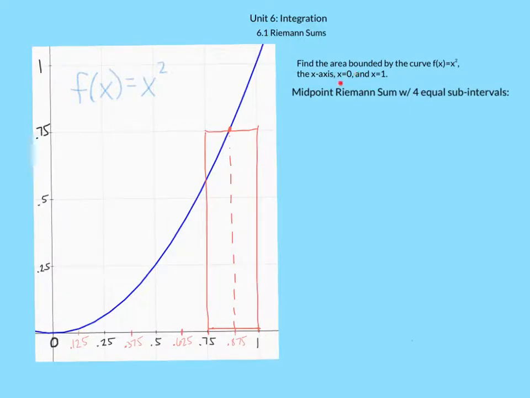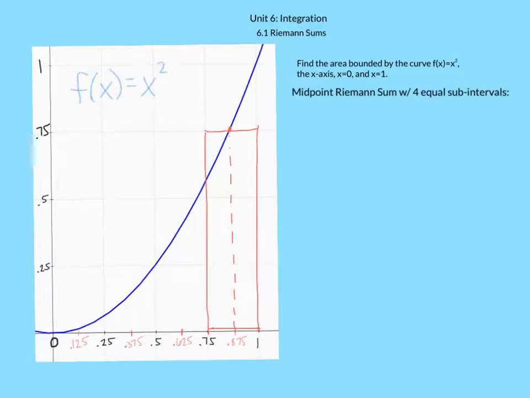Again, remember we're going from x is 0 to x is 1, 4 equal subintervals. That's why each subinterval is 0.25. Okay, so I found the midpoint between 0.75 and 1. If you need a refresher on finding midpoint, it's the average. So you add 0.75 and 1, then divide by 2. Please be careful with PEMDAS and order of operations in your calculator. First add them together, hit enter, then divide by 2.